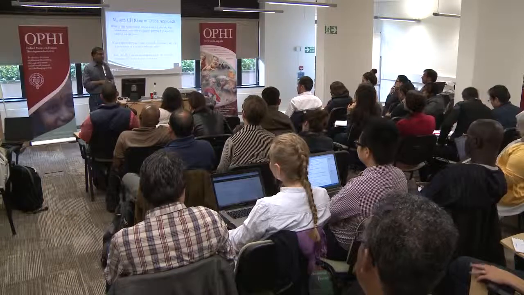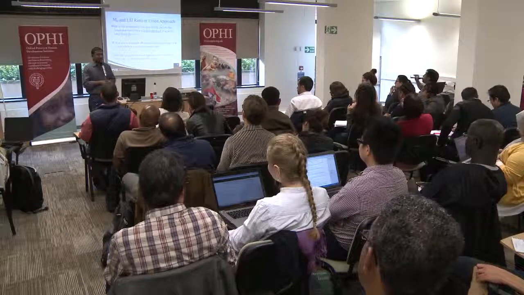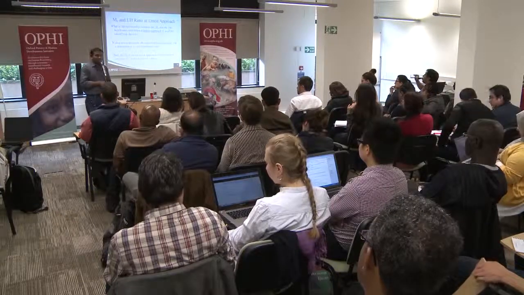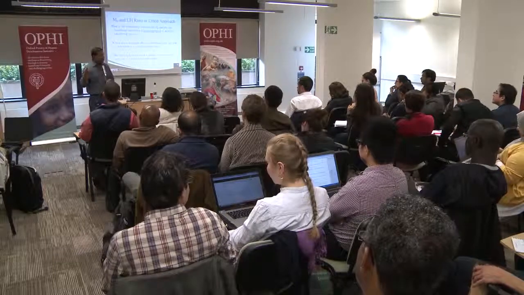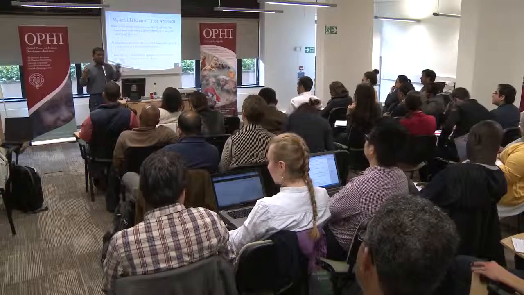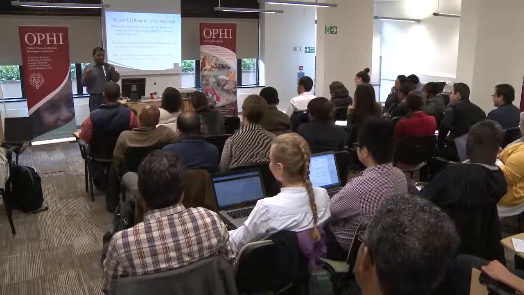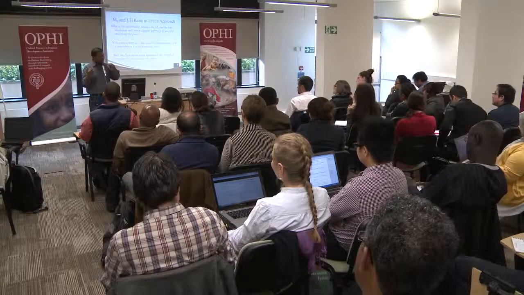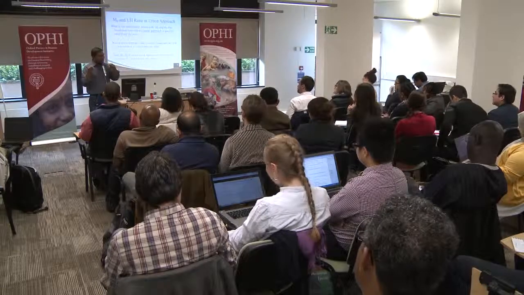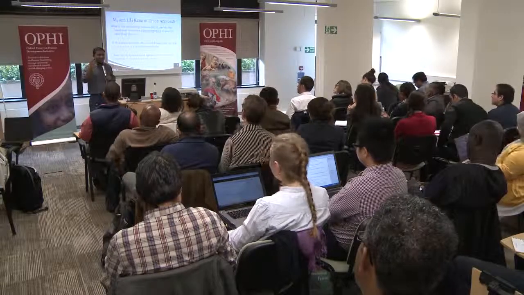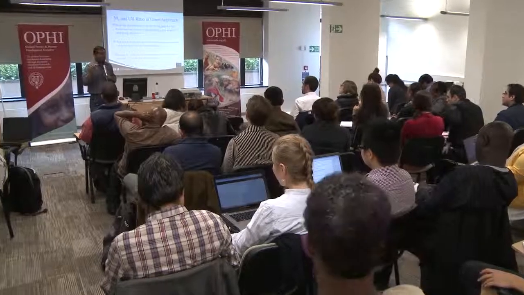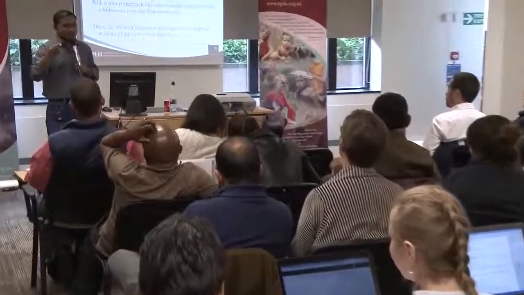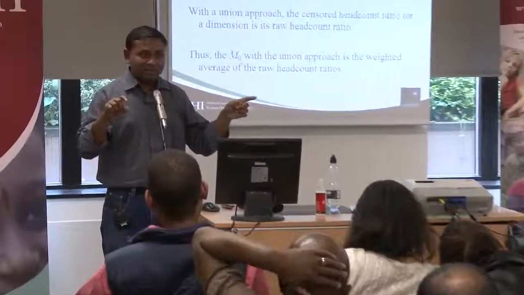What is the relationship between the censored head count ratio of a dimension and the multidimensional head count ratio? Those who are poor are all deprived in each dimension, right? So the censored head count ratio is also equal to the multidimensional head count ratio. So if you identify 10% of the population as poor using your intersection approach, that means this 10% of the population is deprived in all indicators.